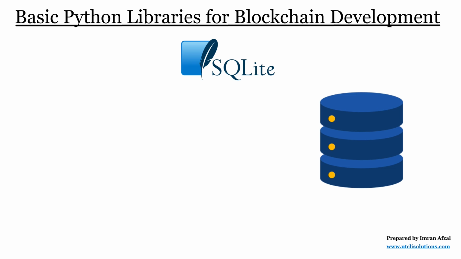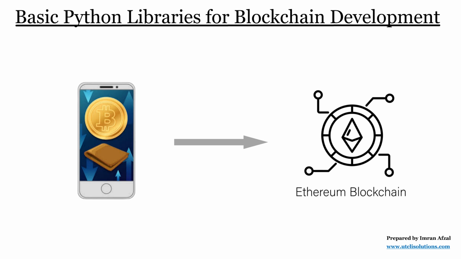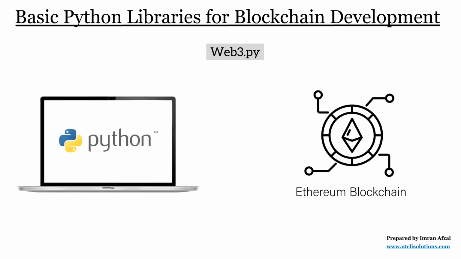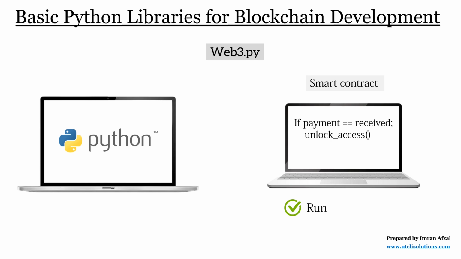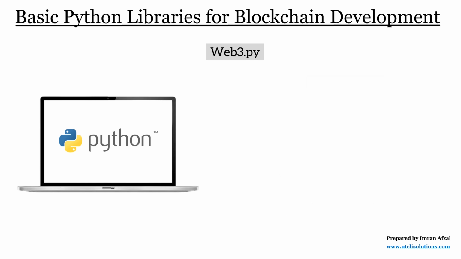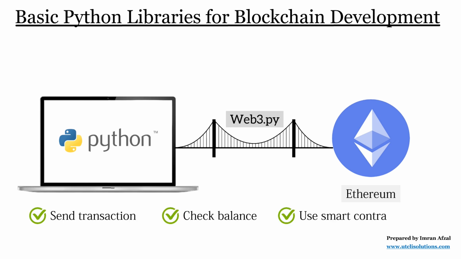In advanced blockchain work, especially if we are building apps that run on the Ethereum blockchain, we use a library called web3.py. This library connects Python with the Ethereum blockchain and it helps us read and write smart contracts. Smart contracts are small programs that run automatically when some conditions are met. Web3.py is a bridge between our Python code and the Ethereum world. It allows us to send transactions, check balances, and use smart contract functions.